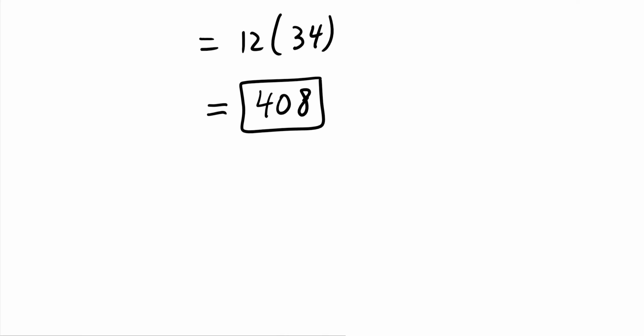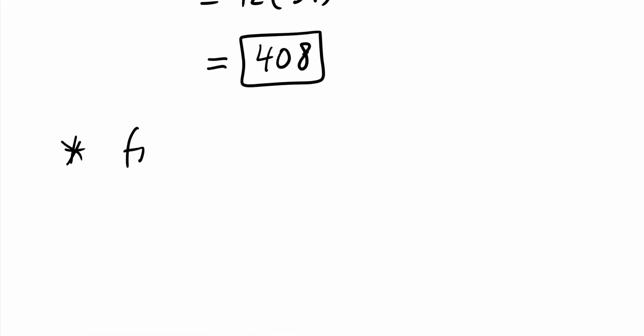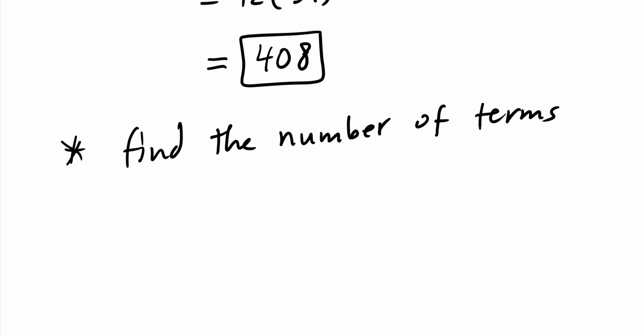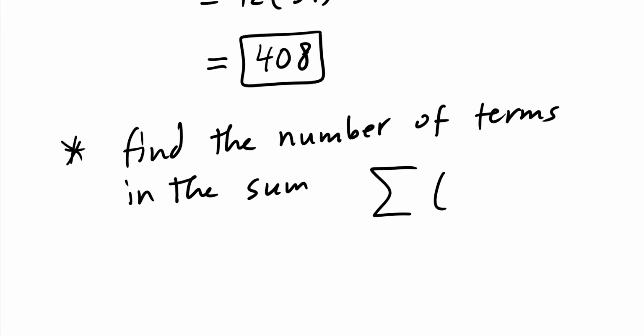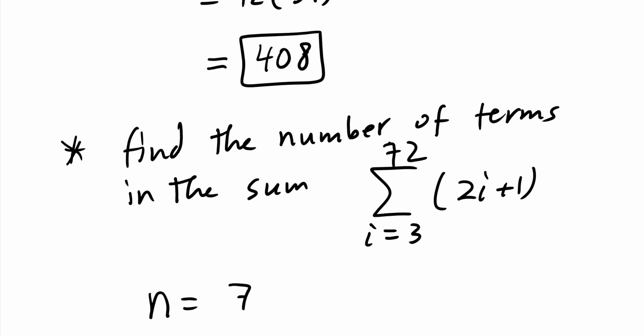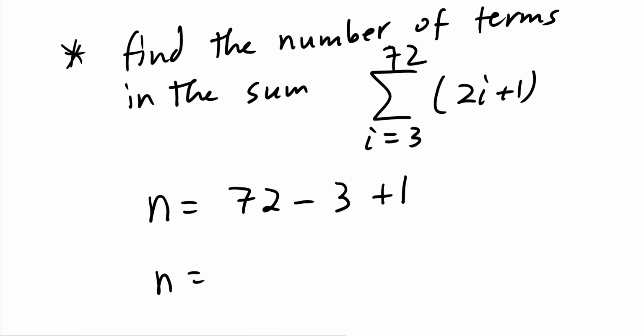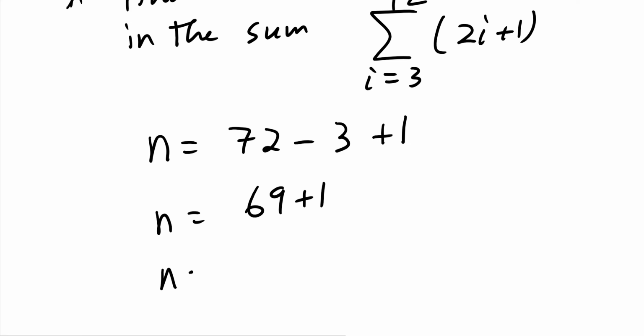So if they ask us to find the number of terms, not the sum, just the number of terms in the sum, let's say 2i plus 1, i goes from 3 to 72. So the number of terms n is always the highest minus the lowest plus 1. So this is 69 plus 1. So there's exactly 70 terms.